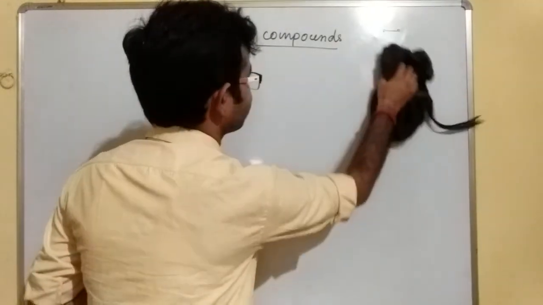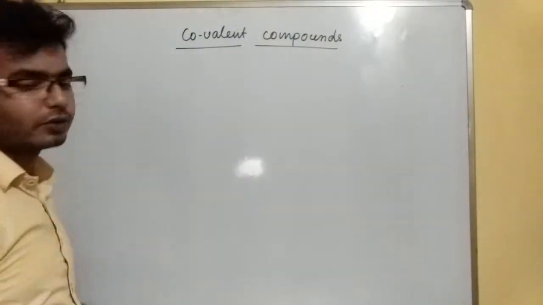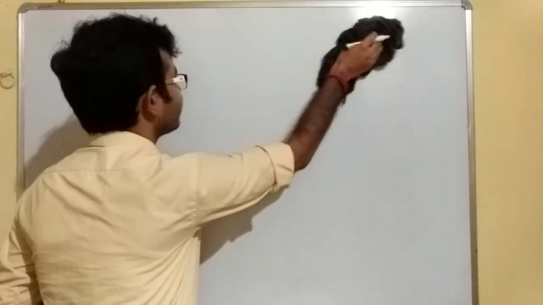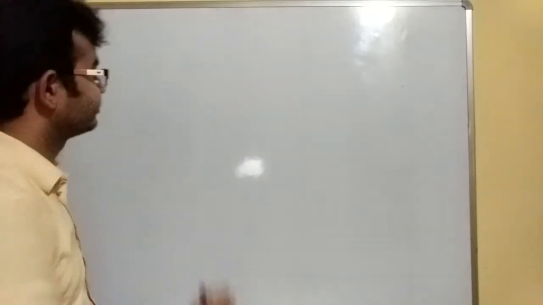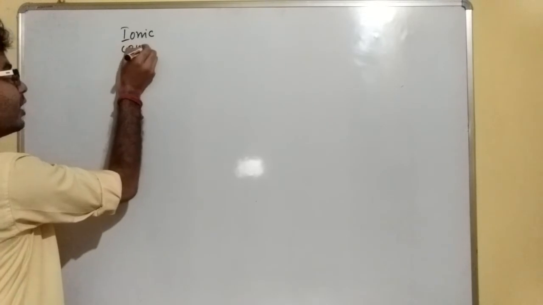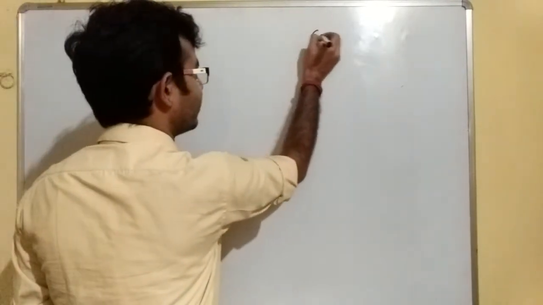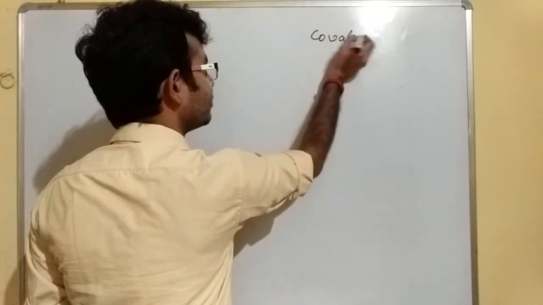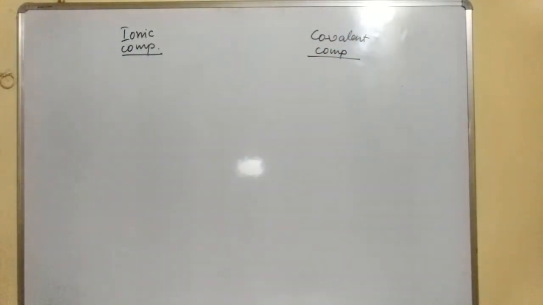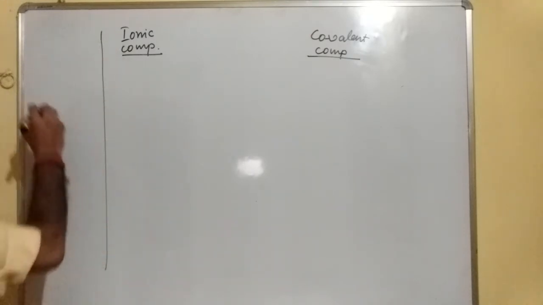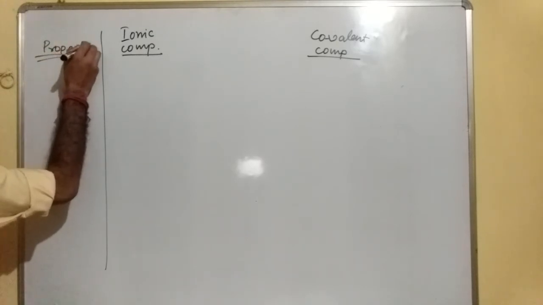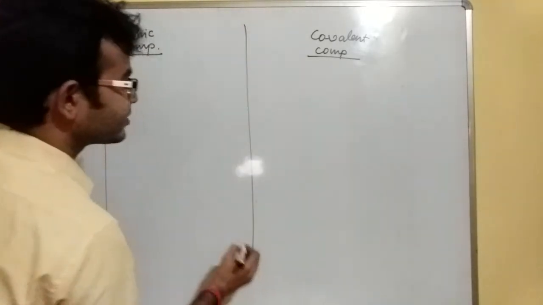Now let me discuss what are the differences in between the covalent and ionic compound. Okay, so this one is the last topic for this chapter, except the deleted portion. Let me compare ionic compound and covalent compound on the basis of their properties. So first here we'll write the properties. Okay, here is ionic compound, here is covalent compound.